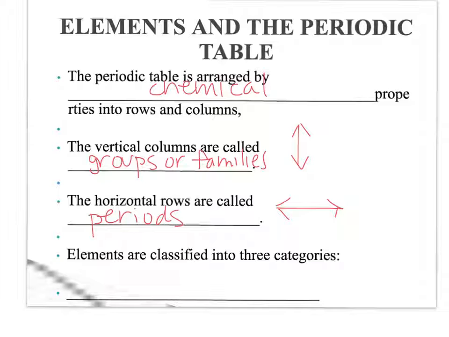Now, the items on the periodic table can be considered one of three things. They're either going to be a metal, a nonmetal, or a metalloid.